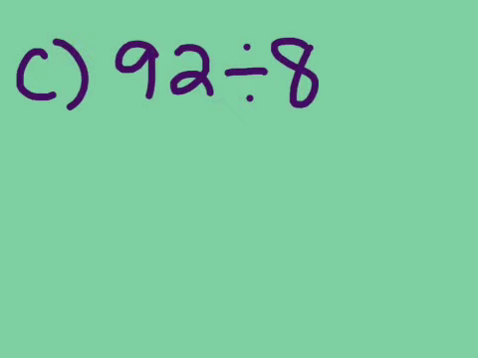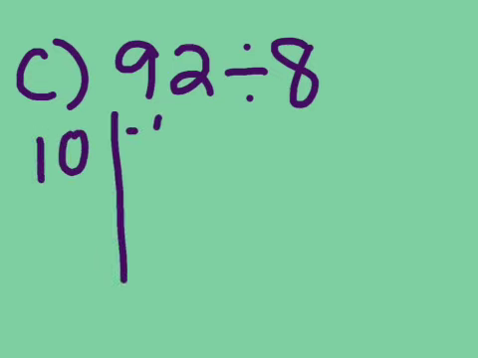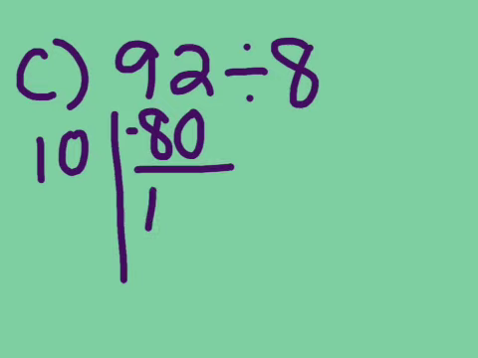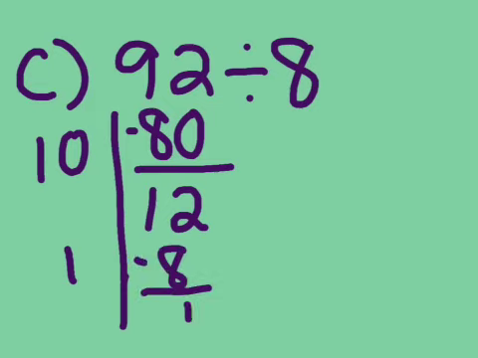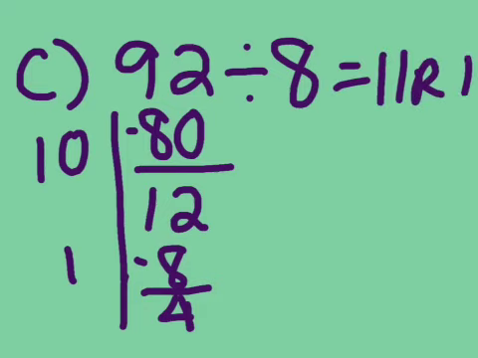For letter C, I'm going to start out by trying to make 10 groups of 8. So 10 groups of 8 is 80, which I can do. Take away my 80 from 92 and I get 12 left over. I can't make 10 more groups of 8, but I can definitely make 1 more group of 8. Subtract these and I get 4 remainder. So my answer is 11 remainder 4.